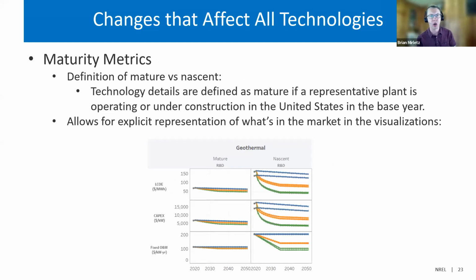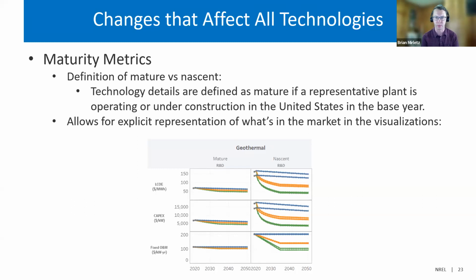Also new this year are maturity metrics. The ATB typically represents some technologies that are not currently commercial in the market. And until this edition, it was not necessarily clear which was which on a very quick glance. So we're trying to make that more obvious this year. In order to sort these bins or tech details by what's mature versus what's nascent, technology details are defined as mature if a representative plant is operating or under construction in the United States in the base year.